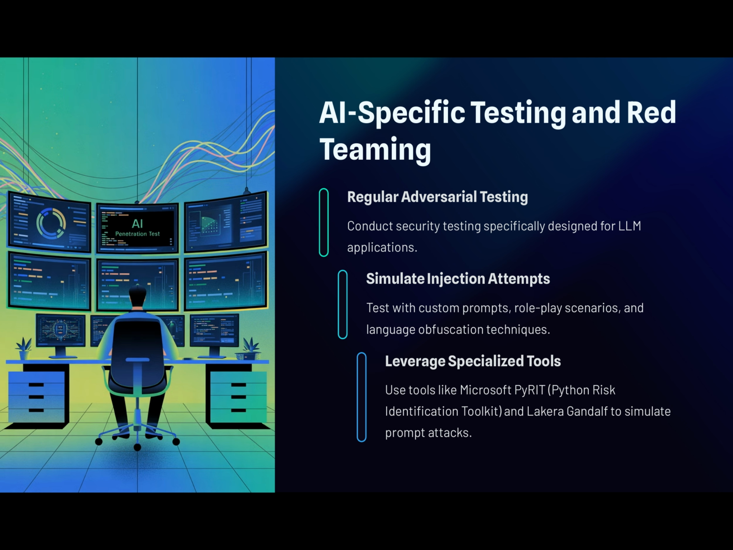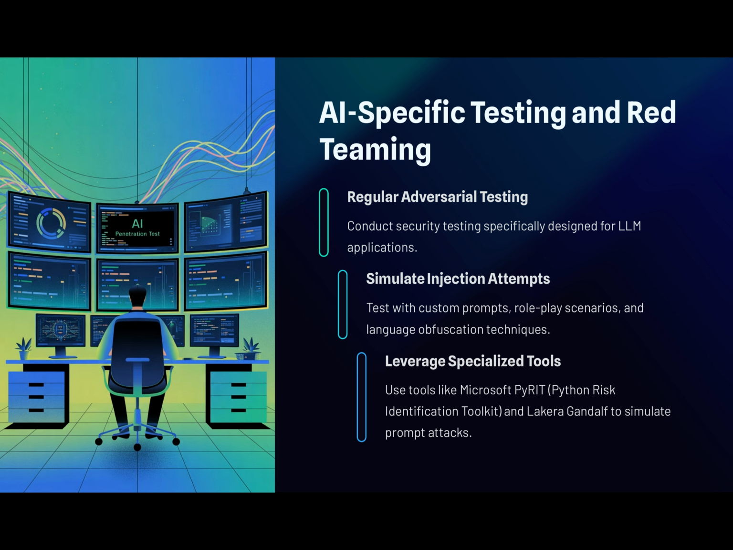When working with large language model applications, traditional security testing isn't always enough. That's why it's crucial to incorporate AI-specific testing and red teaming practices. This involves conducting regular adversarial testing, deliberately challenging your LLM system with security assessments designed for these models. A key tactic here is simulating prompt injection attempts. You can do this by crafting custom prompts, simulating real-world role-play scenarios, and even utilizing language obfuscation. These techniques help uncover vulnerabilities that attackers might exploit in practical situations.